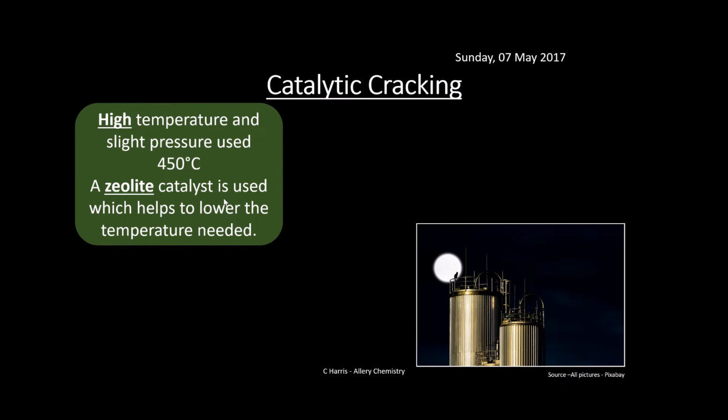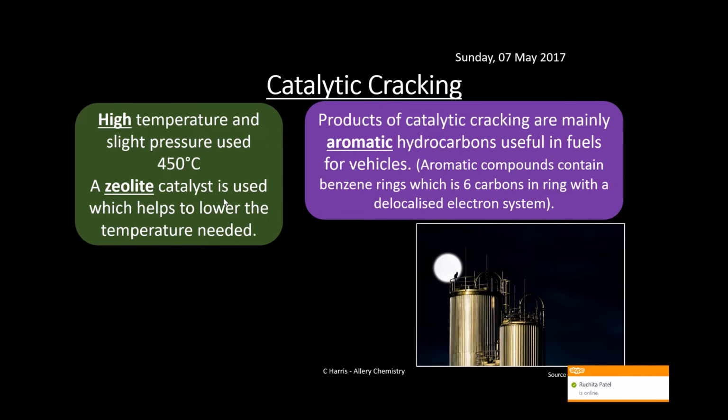Okay, so we use a zeolite catalyst. And the zeolite catalyst is like a honeycomb structure. Basically, this helps to lower the temperature needed. And the products of catalytic cracking are mainly aromatic hydrocarbons, useful in fuels for vehicles. Okay, so that's pretty important. And aromatic compounds contain benzene rings, which is 6 carbons in a ring with a delocalized electron system.